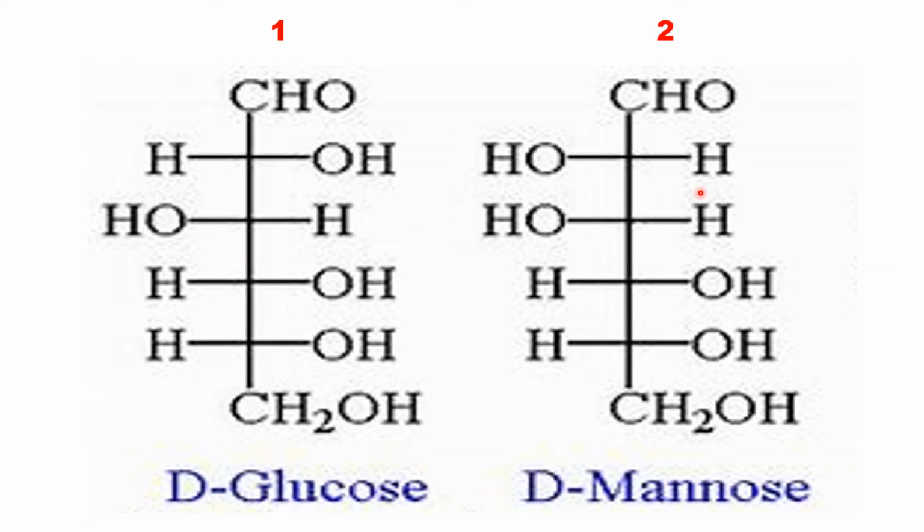And this is mannose, which is the epimer of glucose, having a difference in configuration only at the second carbon atom. So be careful, this is the structure of glucose. When you write from bottom, CH2OH, 2 OH groups on the right hand side, 1 H group on the right hand side and 1 OH group on the right hand side.